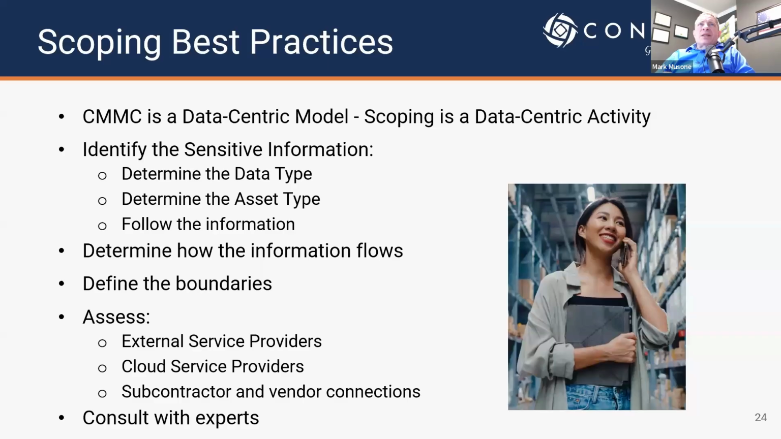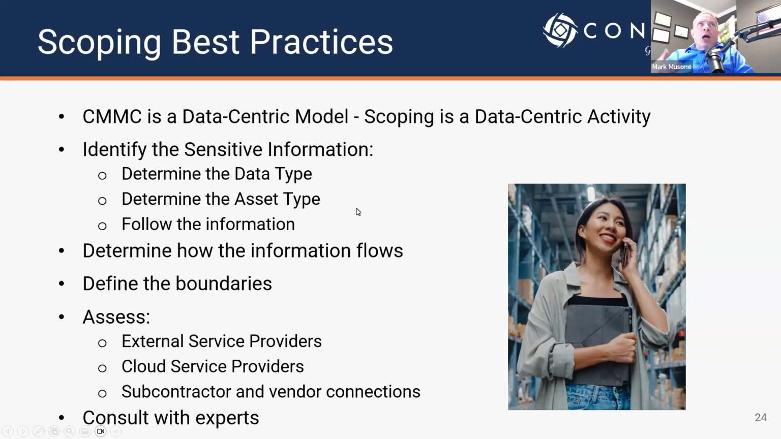So some best practices that I usually suggest to organizations in terms of what they should do, keep in mind, and I'm hoping a lot of today's webinar underscored how much it's a data-centric model. It is all about the data. Determining what's CUI, what's a security protection asset, et cetera. So we want to identify that sensitive information, determine the data type, determine the asset type, and follow the information.